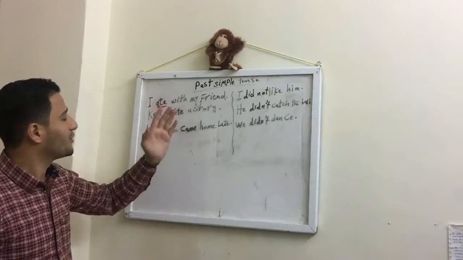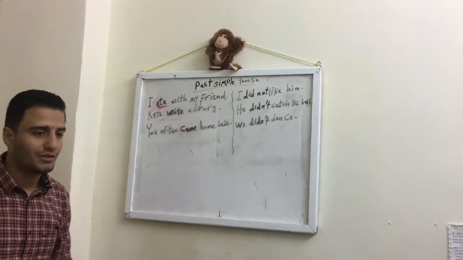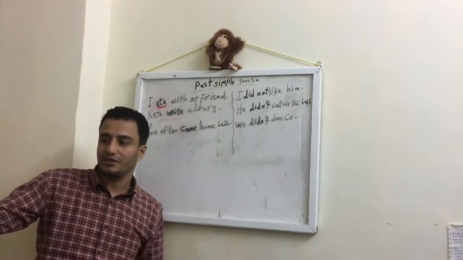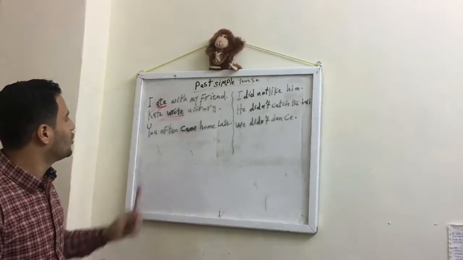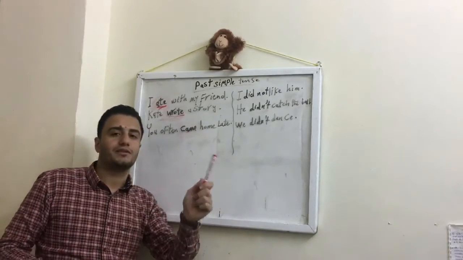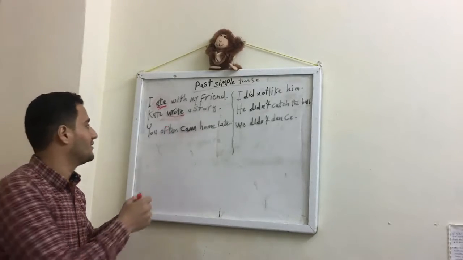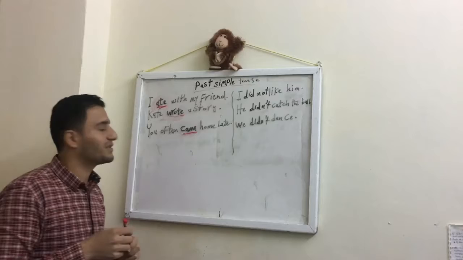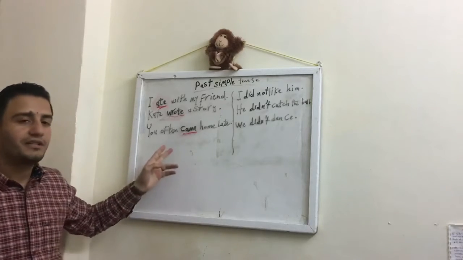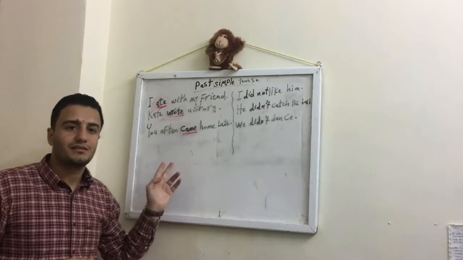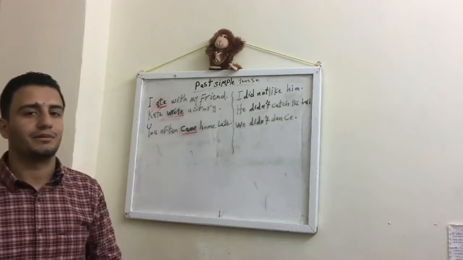Kate wrote a story. What is the irregular verb? Wrote. Okay. This is the past simple tense of write. Very good. You often came home late. What is the irregular verb? Yes, exactly. Came. This is the past simple tense of come. Very good. And often here, yes, shows a habit. Okay, past habit. Very good.